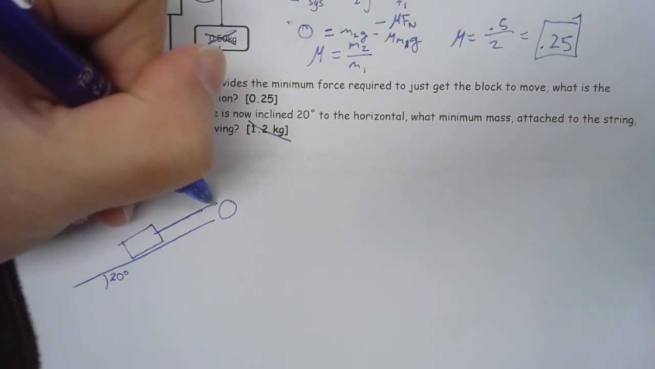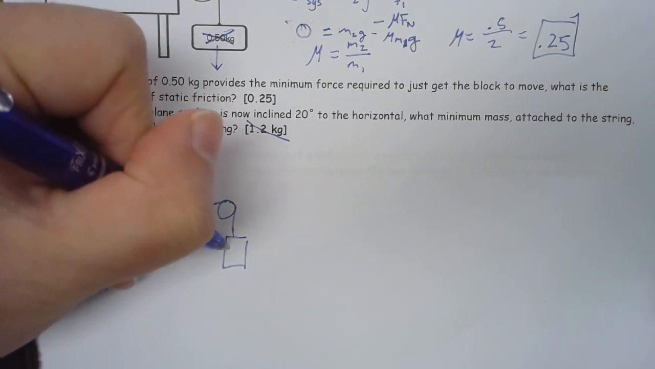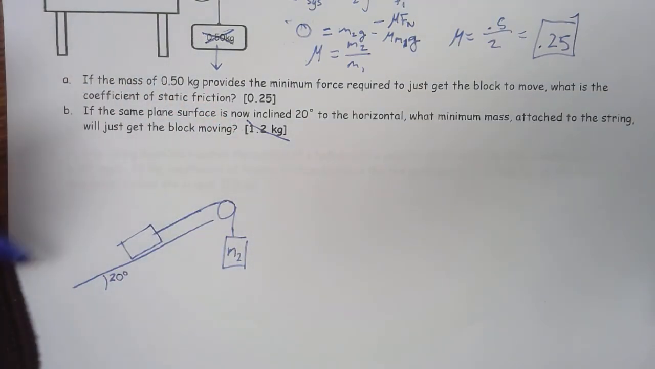It goes over a pulley. That pulley helps change its direction to down. We don't know what M2 is. That's what we're looking for.